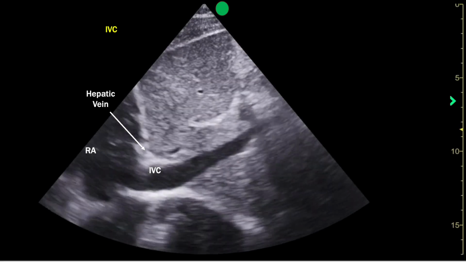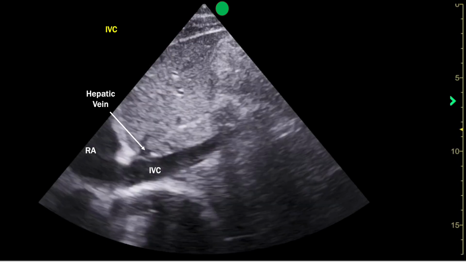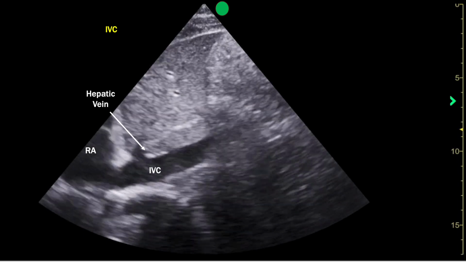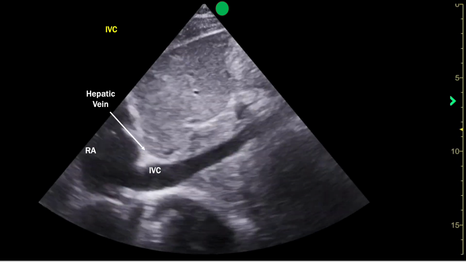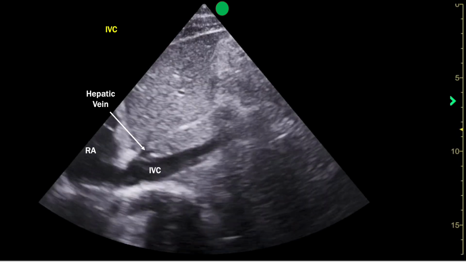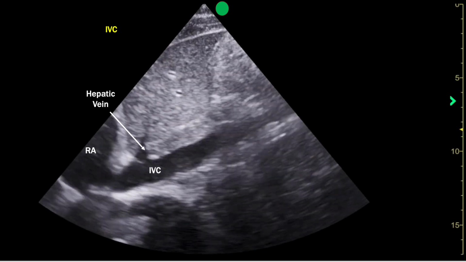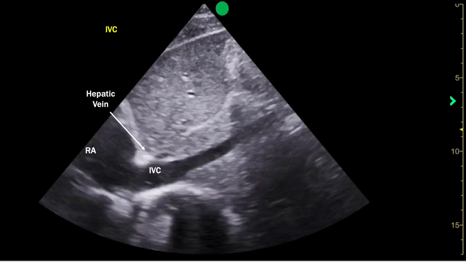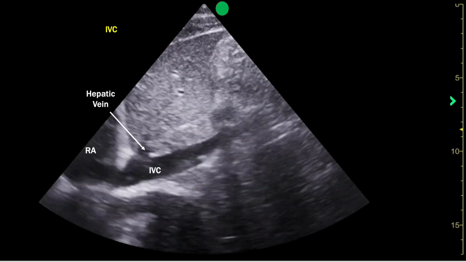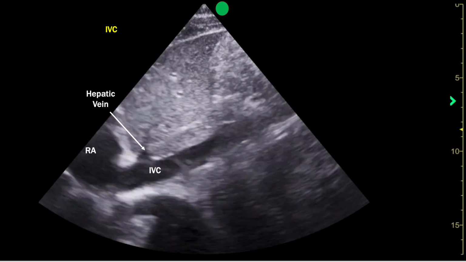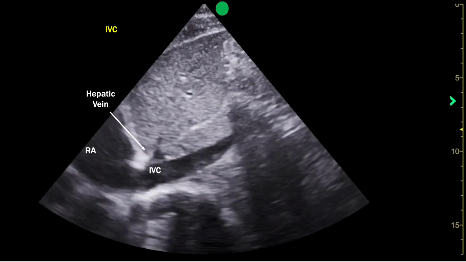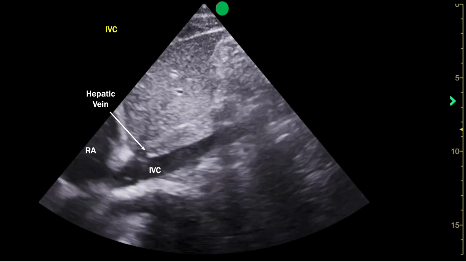This is the inferior vena cava with the probe marker directed caudally, meaning the right side of the screen where the probe indicator is corresponding to the inferior aspect of the patient. As for the left side of the screen, it corresponds to the superior or cephalad aspect of the patient.